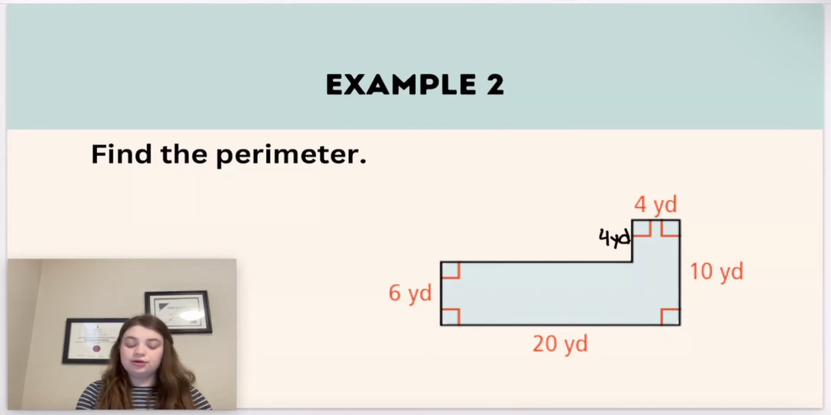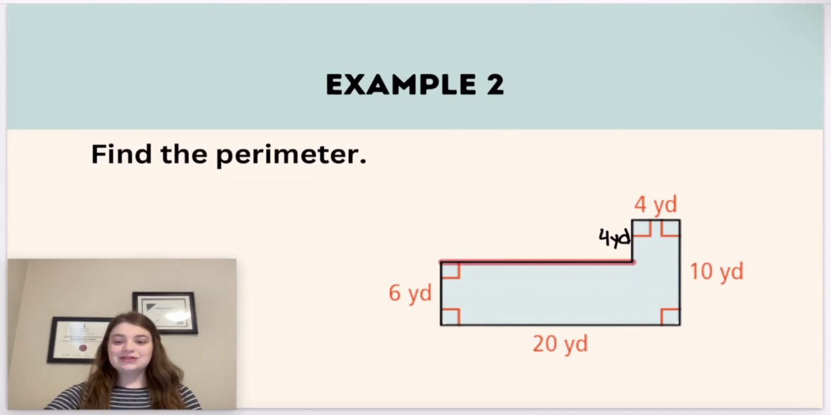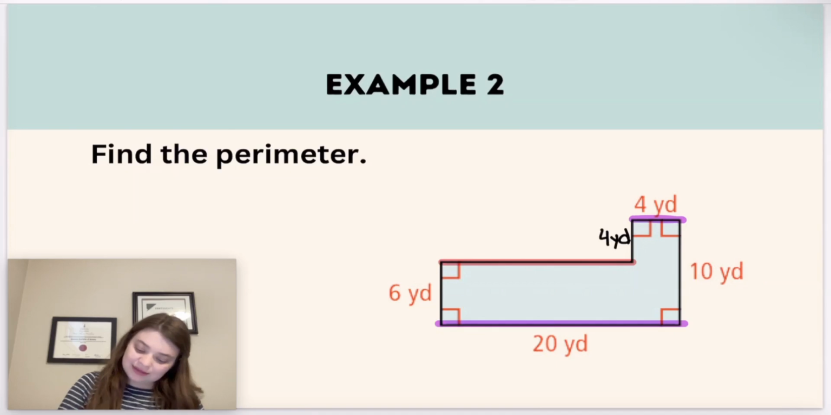We can do a similar thing for finding this other missing length, which is this one right here. So to find this one, we need to say, well, the full length here is 20 yards, and then the extra part of it that isn't part of the red one is 4 yards. So if we do 20 minus 4, we get that this part is 16 yards.